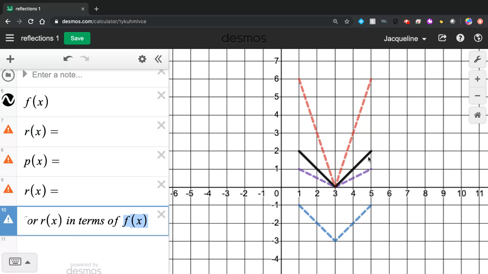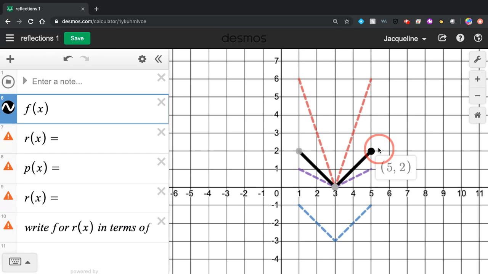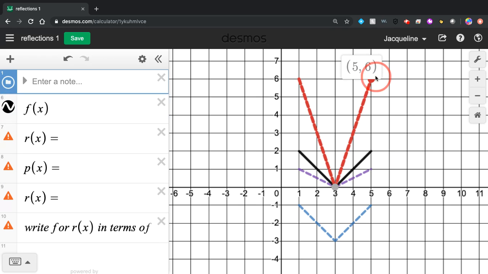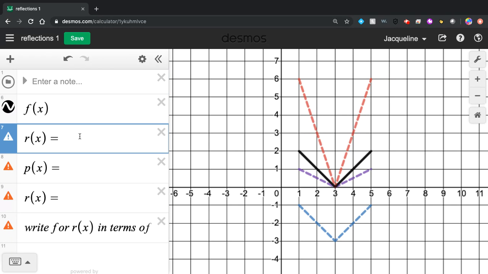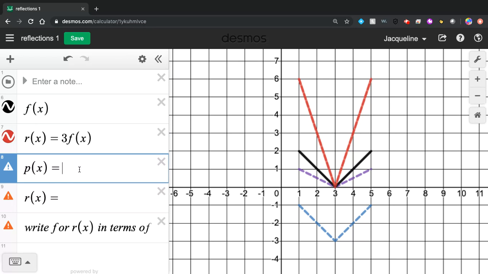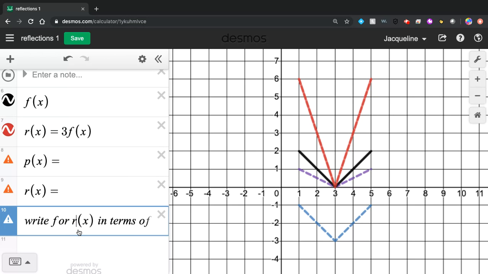I'm starting at black, and here I look at my y value. I go from 2 to 6. That means I multiplied by 3. So again, 3 times f of x. What about if I want to go to p of x from f of x? So in other words, the problem might say, write the equation for p of x in terms of f of x. Again, I'm starting at f.